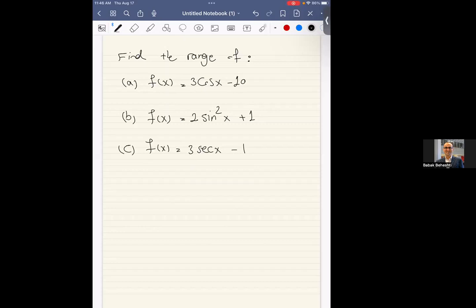Be careful. So the range is basically -10 is fixed, right? Look, guys, -10 is there. And cosine is between -1 and 1, right? So 3 times cosine is between -3 and 3. Now you subtract 10. From -3 to 3, you subtract 10, you get -13 to -7.